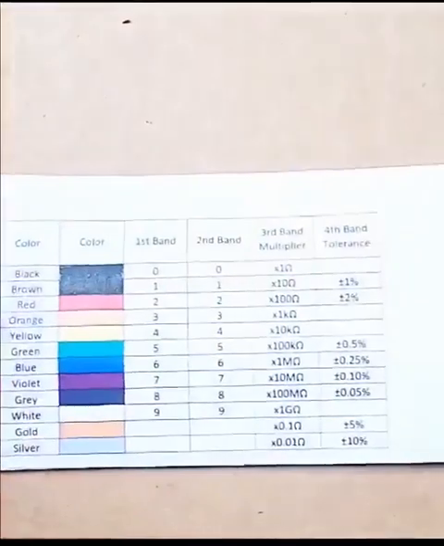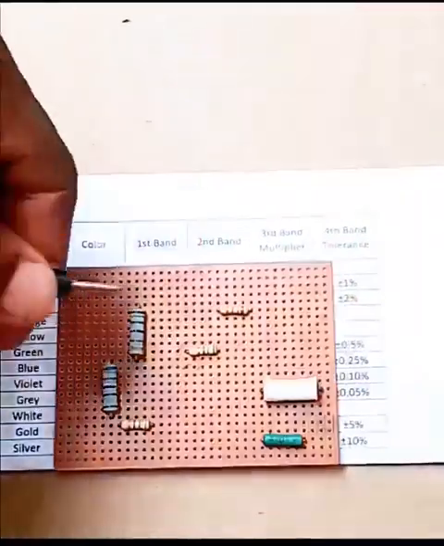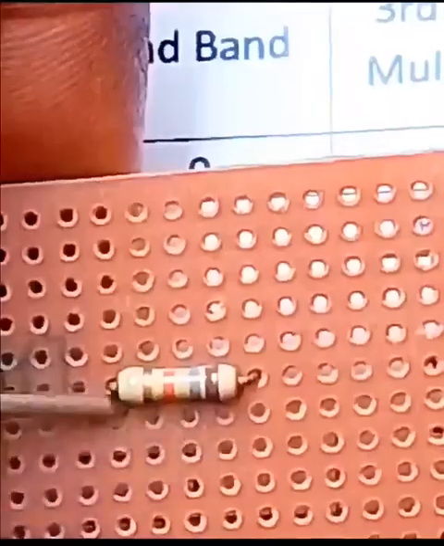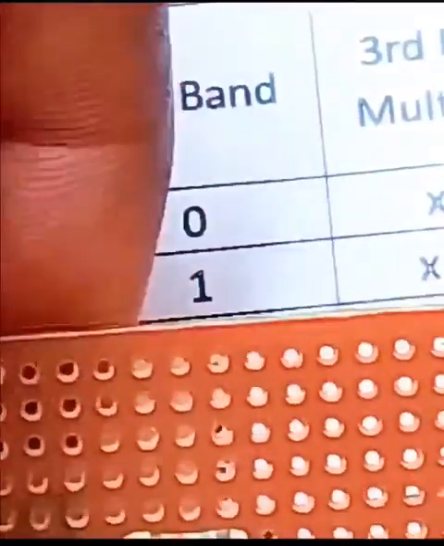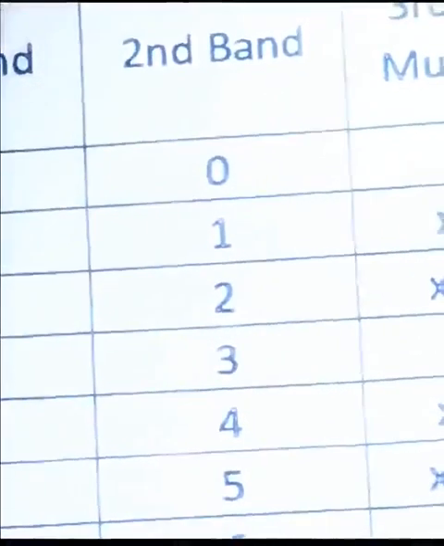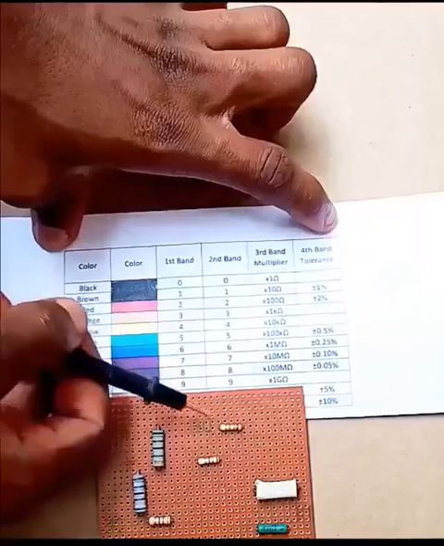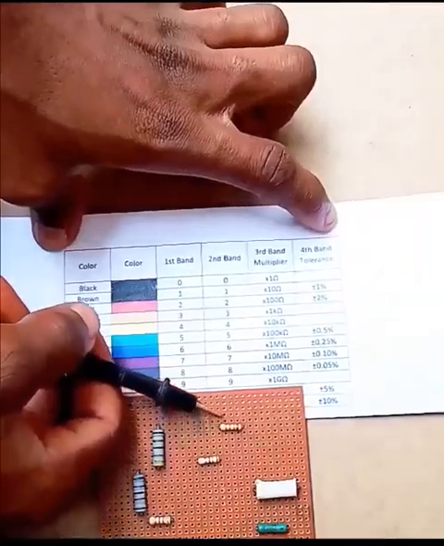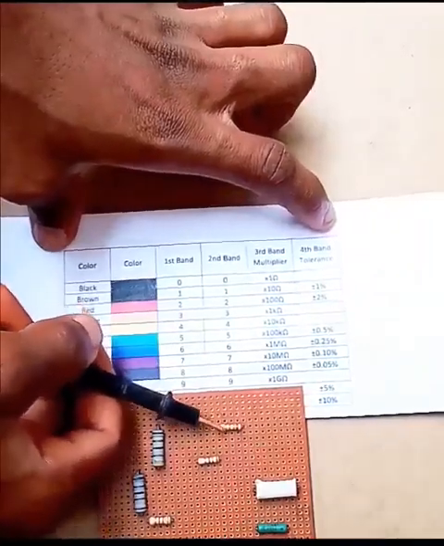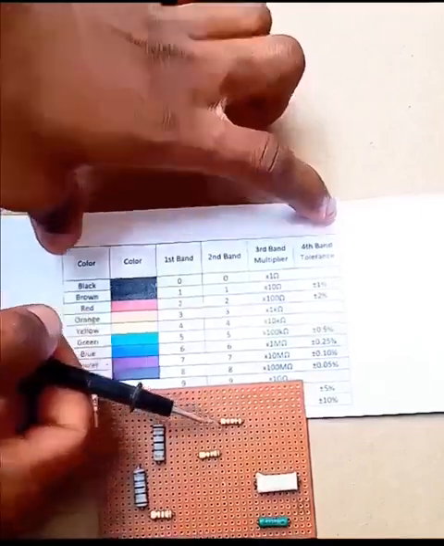So for this resistor, there are 4 color bands, so I'm referring to this particular chart because there are 4 color bands marked on the body of this resistor.